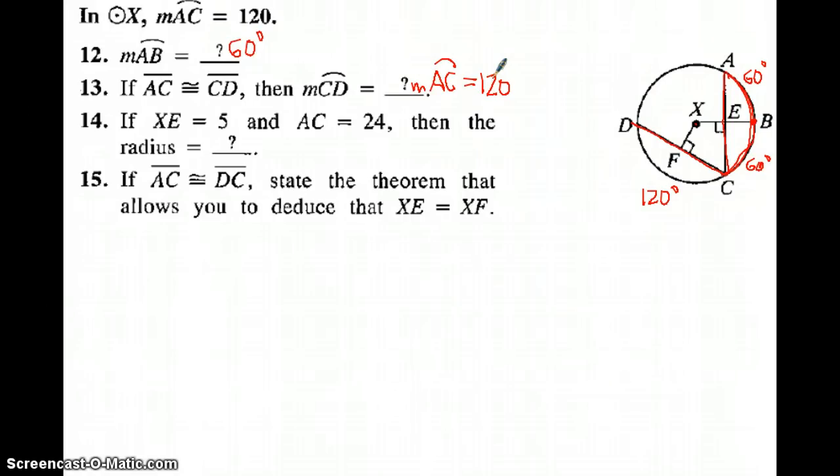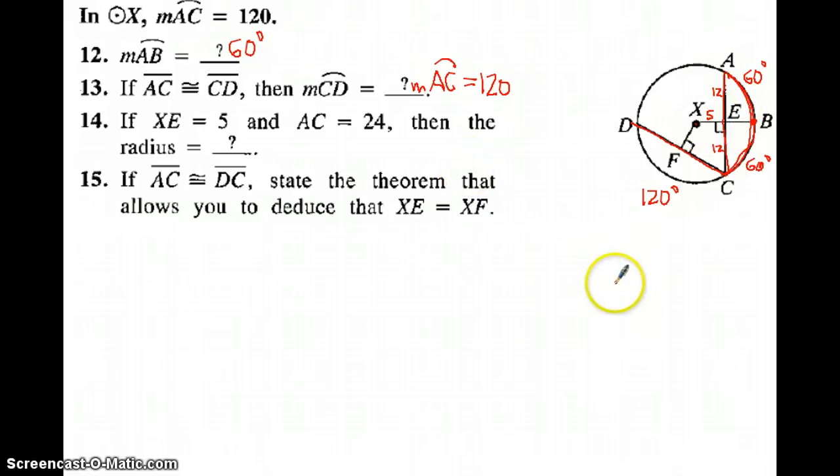If the distance from X to E, unless there's nothing on top, nothing but an angle or anything like that, is actually 5 and A to C is 24, well, I'm actually just going to do this. Then each part has to be 12. Then the radius is what? Well, the radius would be like X to B.